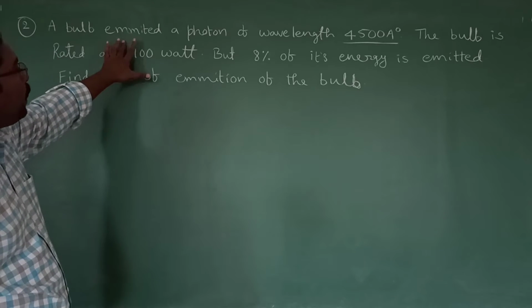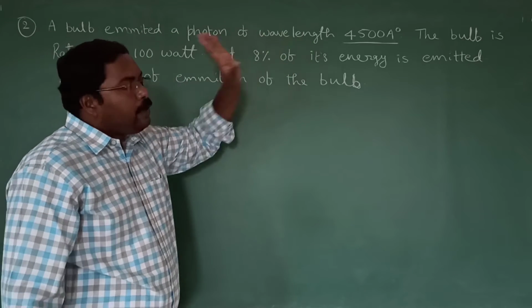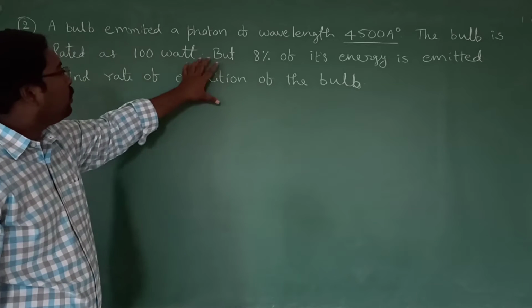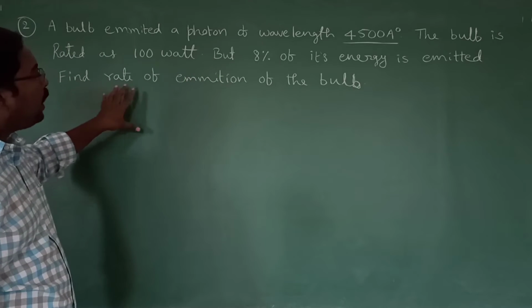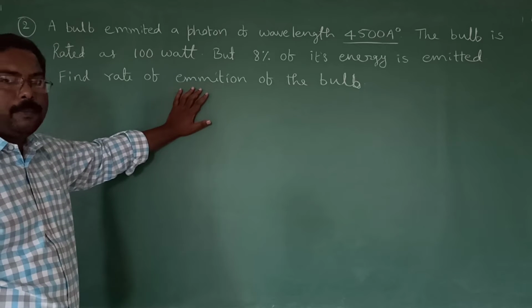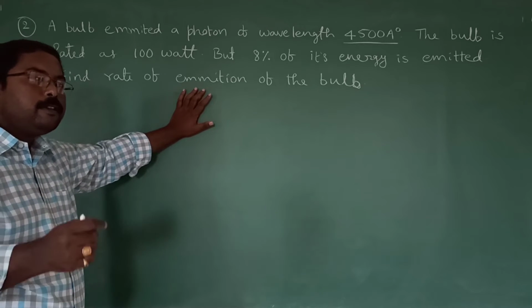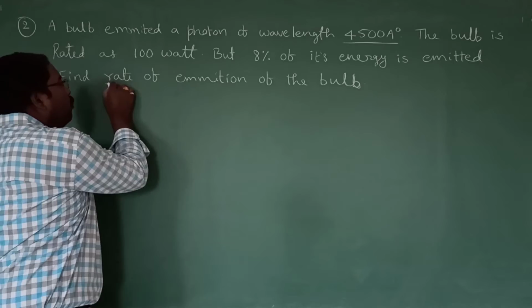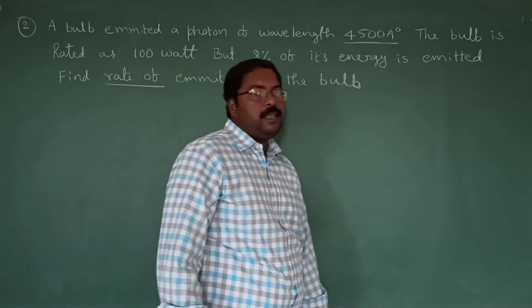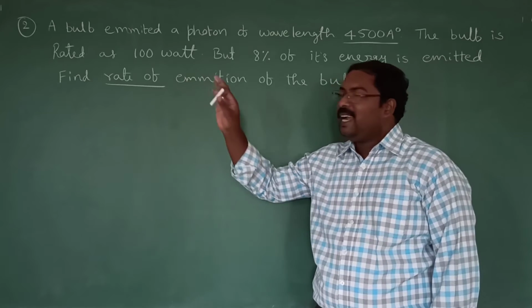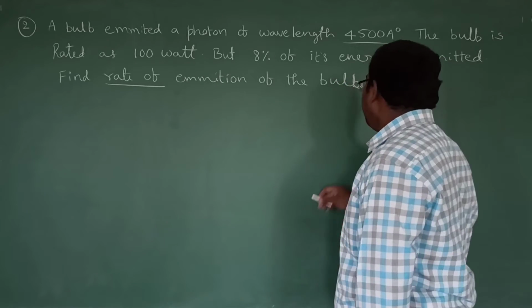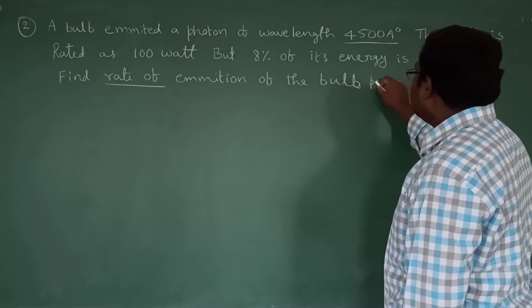Now if you observe, the wavelength of emitted photons is given, the energy of the radiation is given. Now we are asking the rate of emission from the bulb. So the first doubt is, sir, how to find the rate of emission? Yesterday you did not give any formula to calculate the rate of emission from the bulb per second.